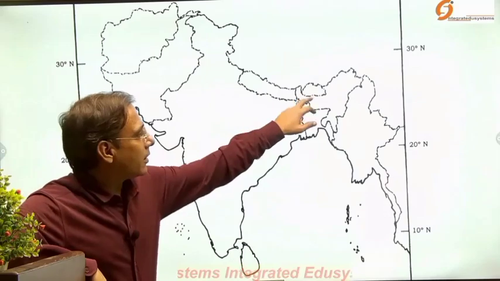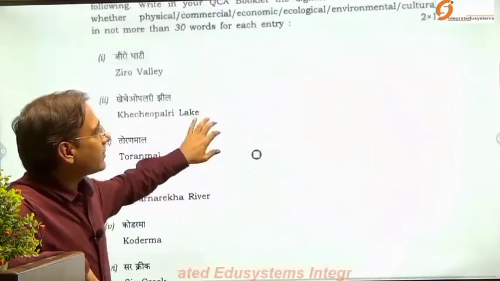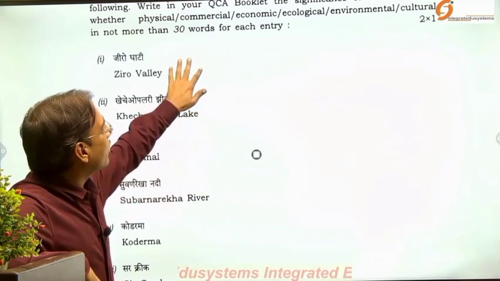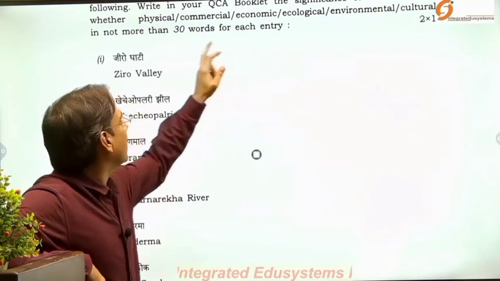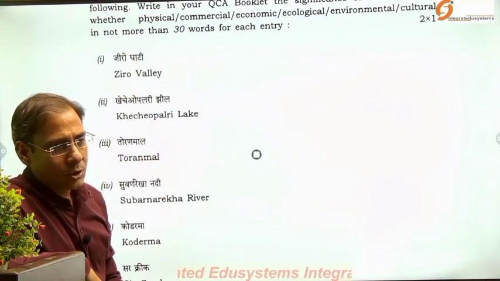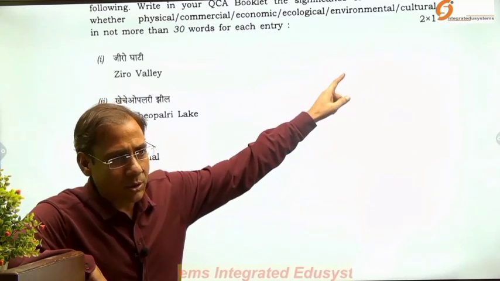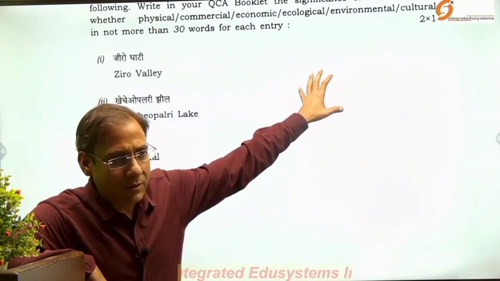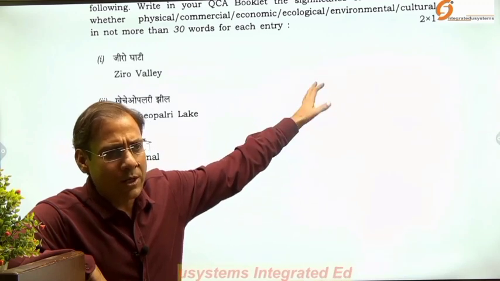इसमें लोकेट करना है उन प्लेसेस को और उसके बारे में फीचर्स लिखने हैं. क्या फीचर्स है, what is the feature, फिजिकल, कॉमर्शियल, इकोनॉमिक, इकोलॉजिकल, एनवायरमेंट, कल्चरल. So once you practice the map you can ensure your 20 marks. और ये टाइम सेव करता है. 2 से 3 मिनट लगेंगे, मैक्सिमम 5 मिनट.